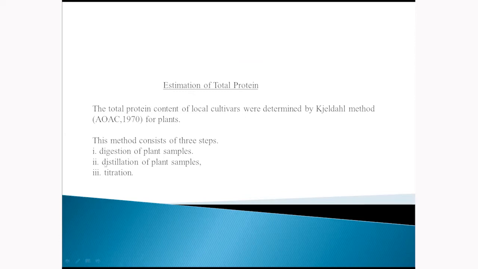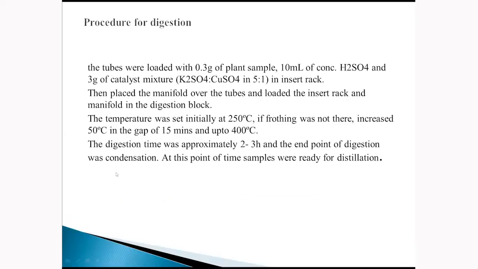The first is digestion, the second is distillation, and the third one is titration. Let me elaborate a small procedure about the digestion. The tubes were loaded with about 0.3 gram of plant sample, 10 ml of concentrated sulfuric acid, and 3 gram of catalyst mixture. It was a mixture of potassium sulfate and copper sulfate, in the ratio of 5:1, in an insert rack.